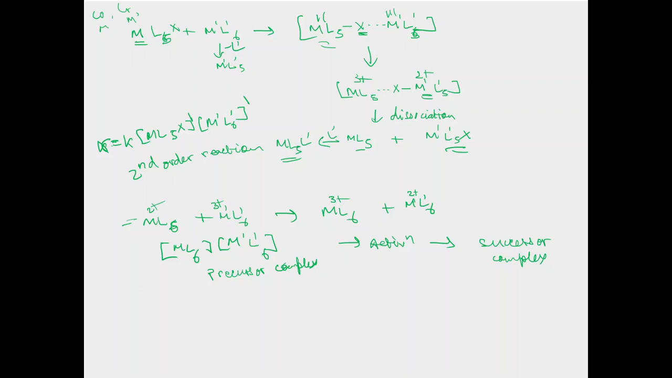But the second order rate constant, in the outer sphere mechanism, what happens is that the formation of the precursor complex and successor complex is fast, whereas the activation step is slow. So it does not give a second order rate constant. That is another point by which we can understand that a reaction is going via an inner sphere mechanism.